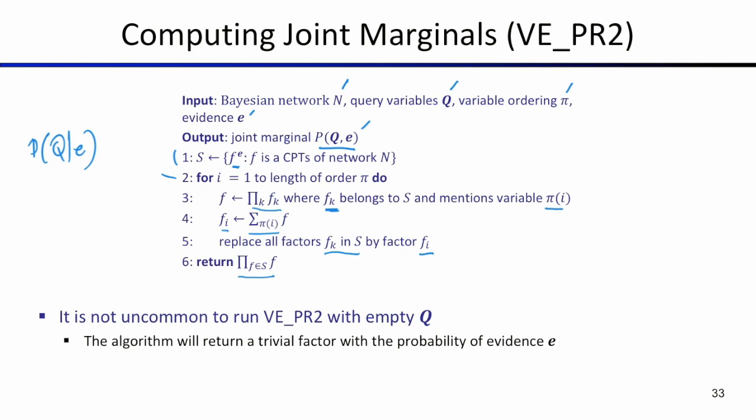So it's not uncommon to run this algorithm with an empty Q. So in this case, I will get as result a trivial factor with the probability of the evidence, and that is useful by itself in the case that we want to compute this probability.